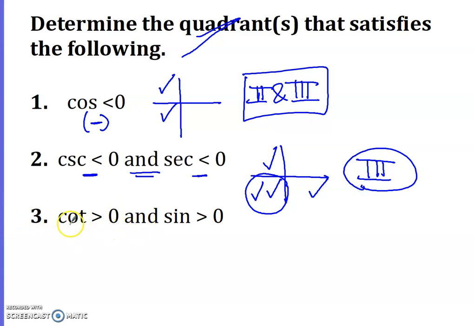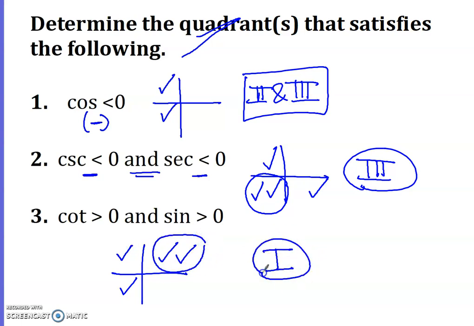Okay, then we're looking at cotangent is greater than 0 and sine is greater than 0. So cotangent, we can also think tan, that's the first and third. Sine is greater than 0, that's first and second. The only place both these are happening is the first quadrant. Okay.